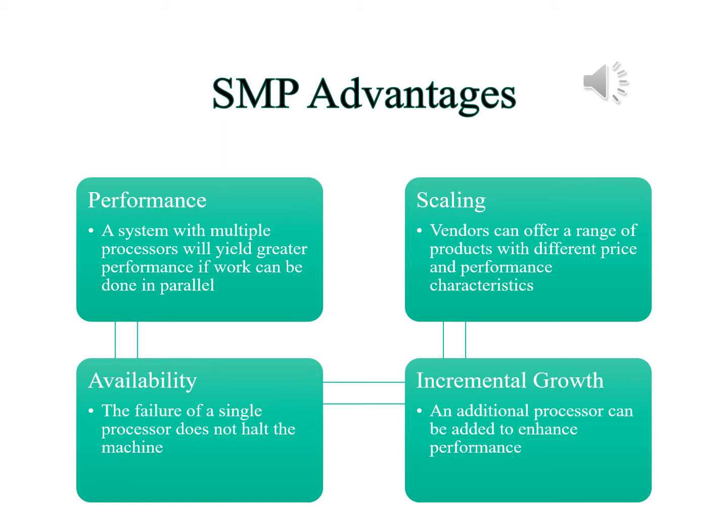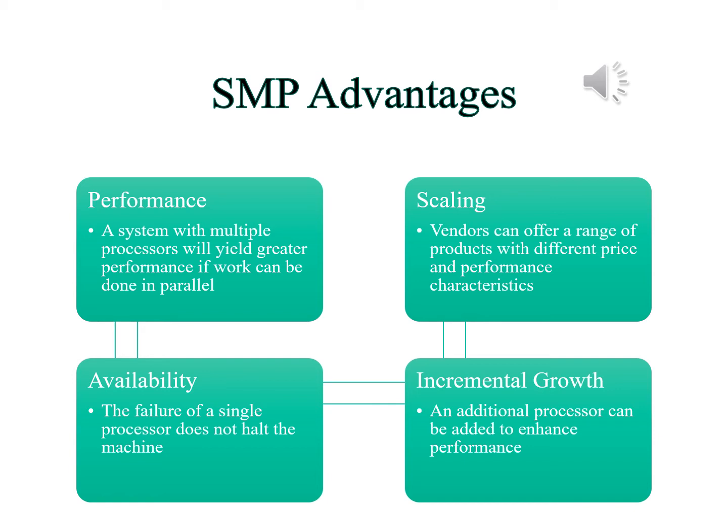In performance, if the work to be done by a computer can be organized so that some portions of the work can be done in parallel, then a system with multiple processors will yield greater performance than one with a single processor of the same type. Availability. In a symmetric multiprocessor, because all processors can perform the same functions, the failure of a single processor does not halt the machine. Instead, the system can continue to function at reduced performance.